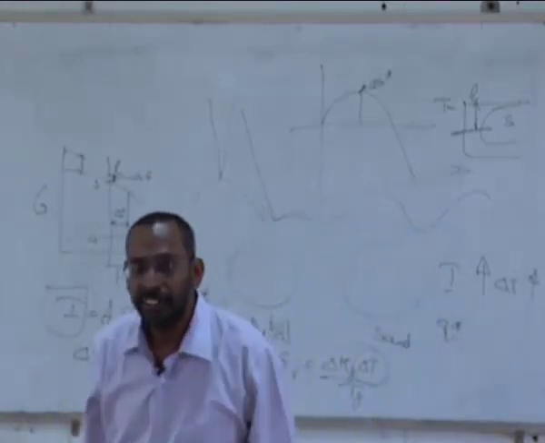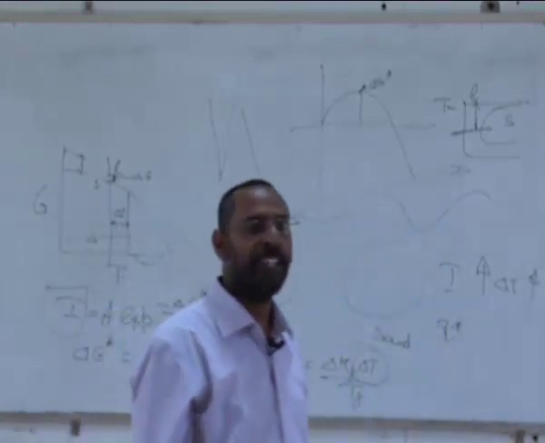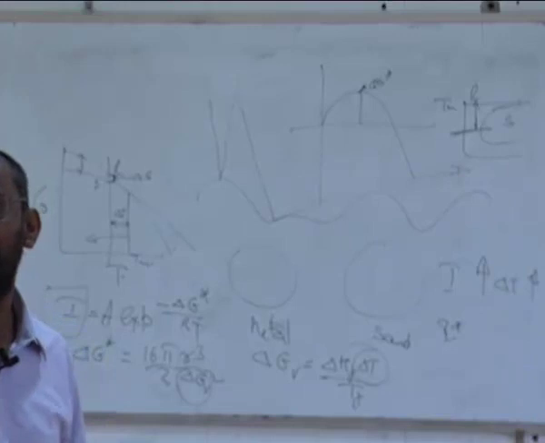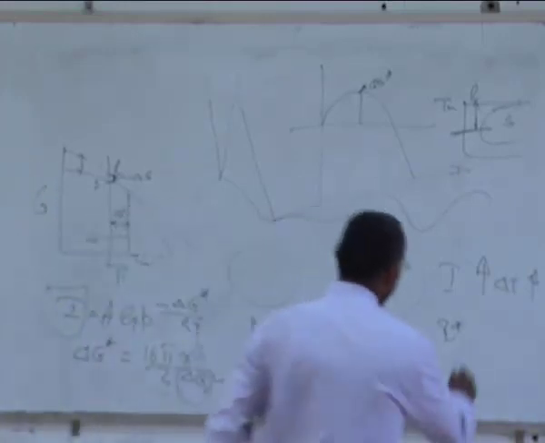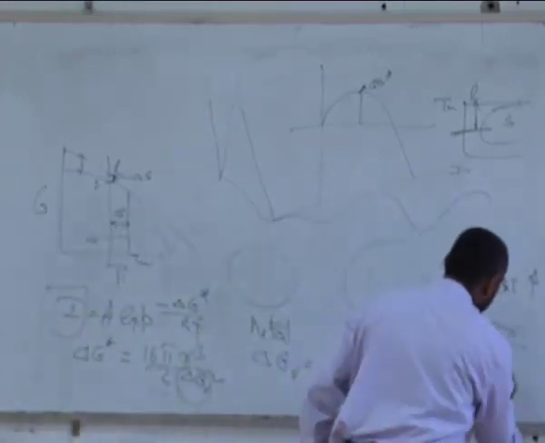R star increases with the increasing delta T. What is the formula for R star? No, again the same problem. Can you tell me at the center? 2 gamma by delta G. That's it. 2 gamma by delta G.